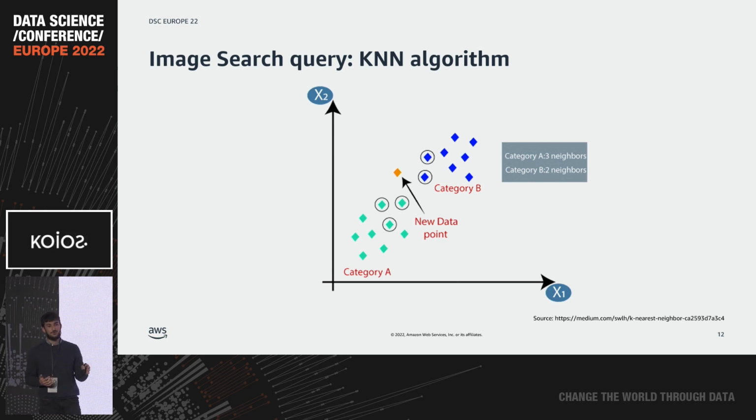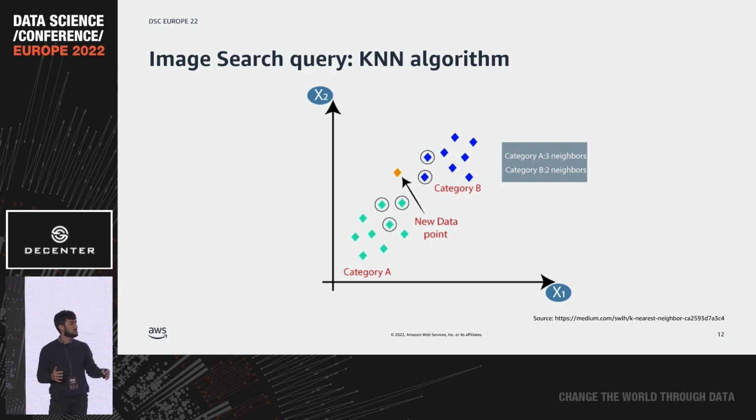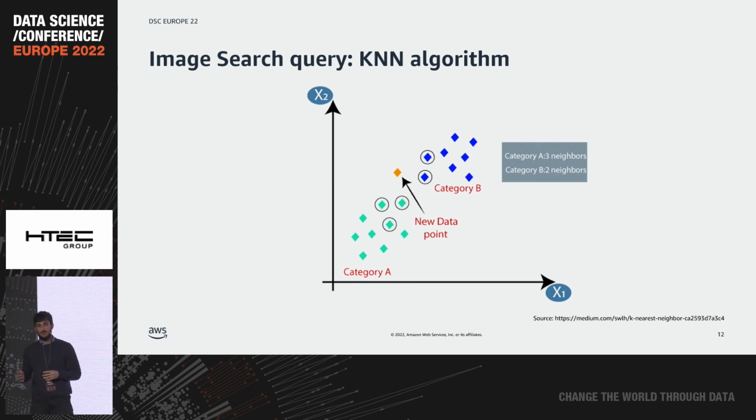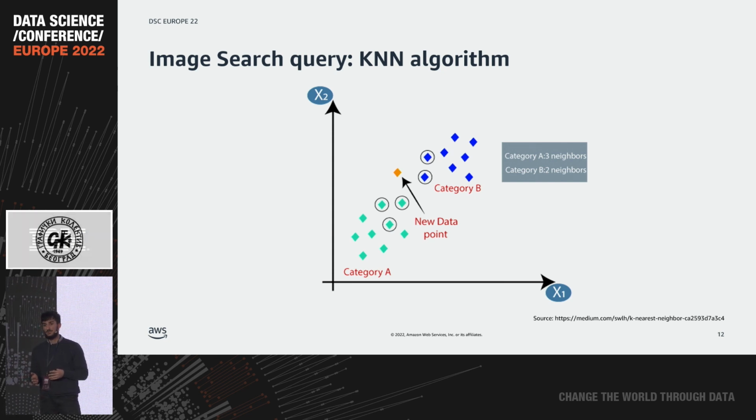KNN is usually used for classification. And that's why in this example, we have these 5 data points. 3 belong to category A, 2 belong to category B. What is usually done afterwards is to say, okay, we have more of category A, so this data point belongs to category A. In our case, we are not doing this last step. We are skipping that step because for us, these 5 points that are the closest are the ones that are most similar to the image of our interest and are the ones that we are going to retrieve back.